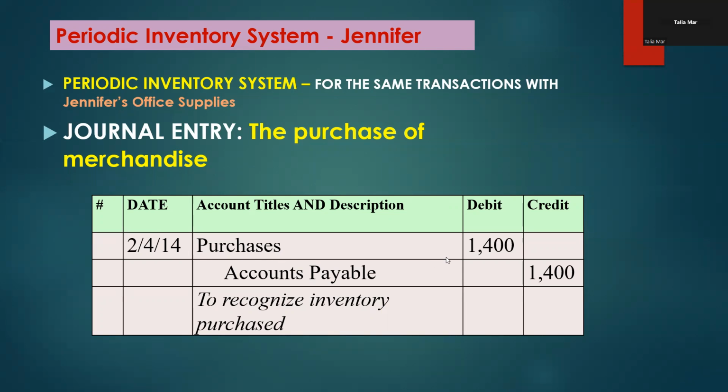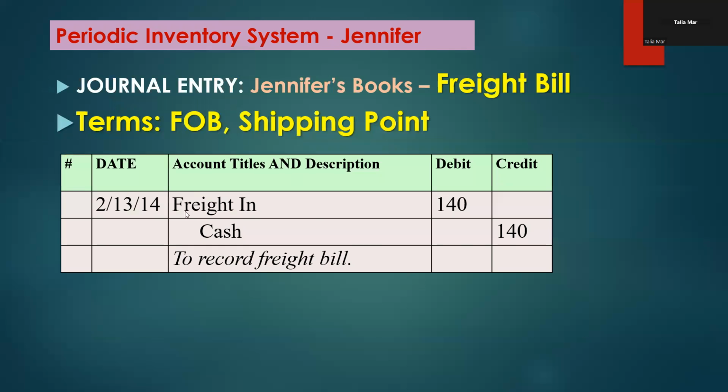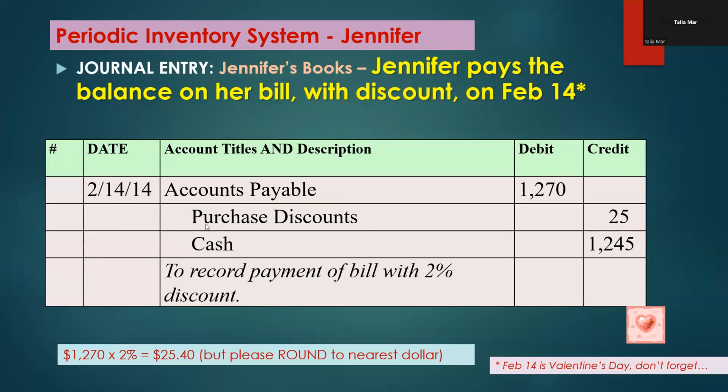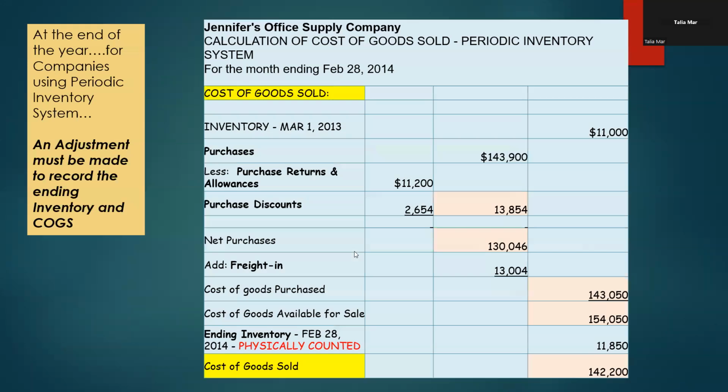So here it is: debit purchases, credit accounts payable, debit freight in, credit cash, debit accounts payable, credit purchase returns and allowances. And then finally, when we make the payment, purchase discounts. Okay. And you can see them here again.